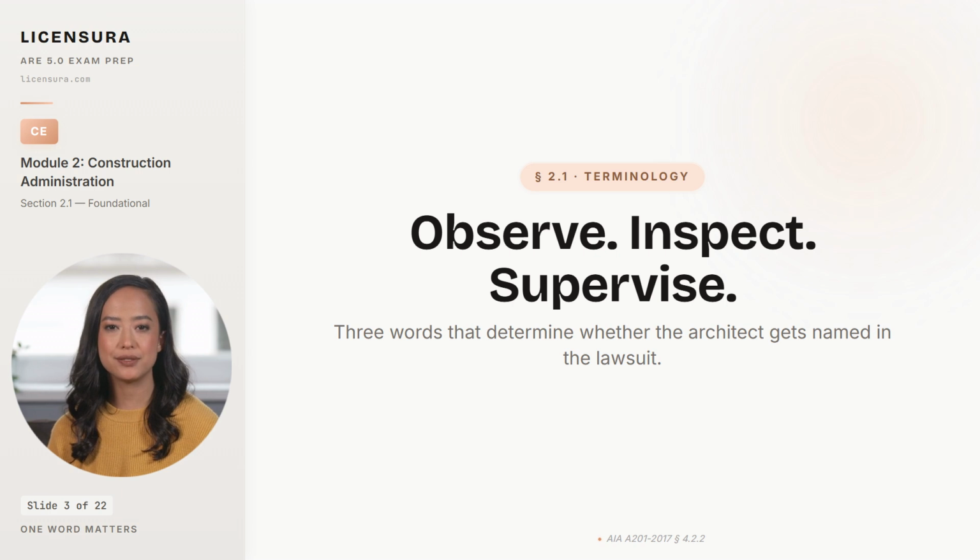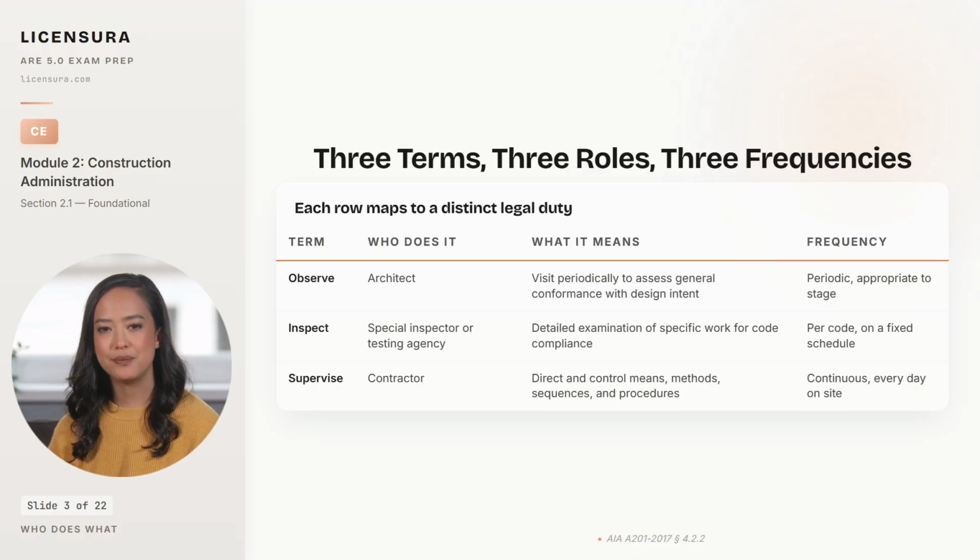3 terms, 3 different jobs, 3 different frequencies. Keep them straight. 3 terms, 3 different people, 3 different jobs. The architect observes. That means visiting the site at intervals appropriate to the stage of construction and assessing general conformance with the design intent. It does not mean catching every nail or every weld.